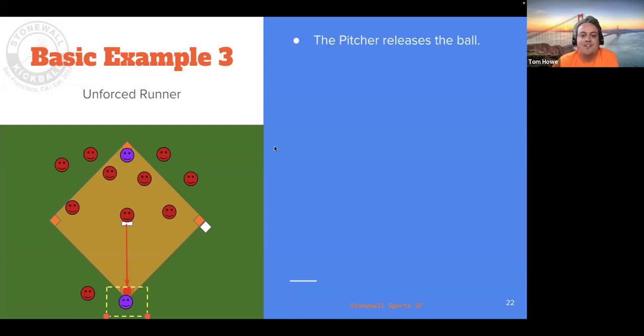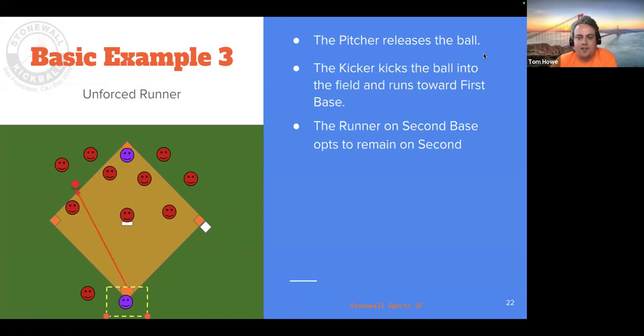So let's go over this scenario. The pitcher releases the ball towards the kicker. So the kicker is going to kick the ball into the field and they're going to run towards first base like we've covered. Because there is an empty base behind the second base runner, meaning there's a place for the kicker to run to without having two runners on the same base, it means they can just chill. They don't have to run.